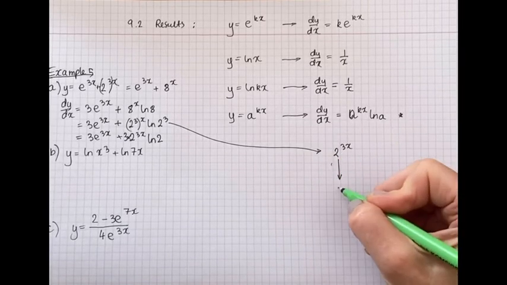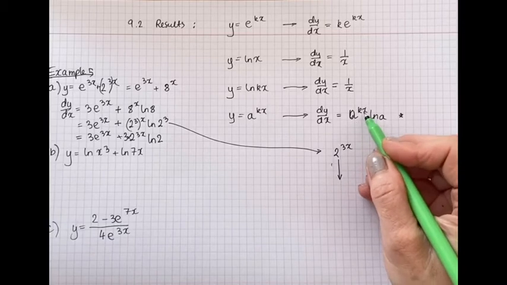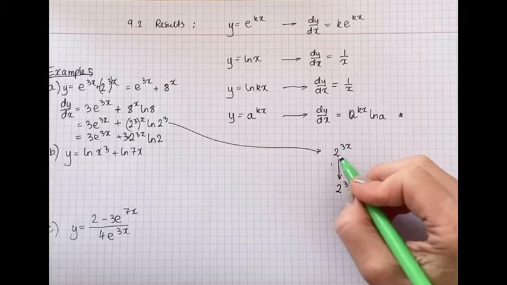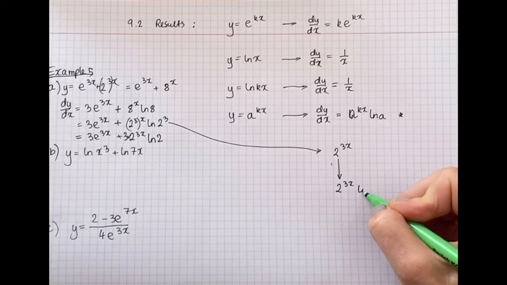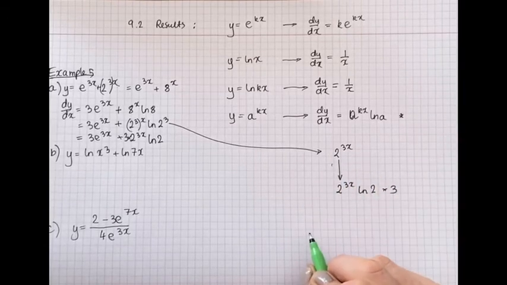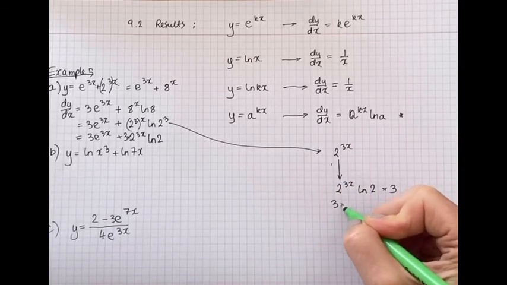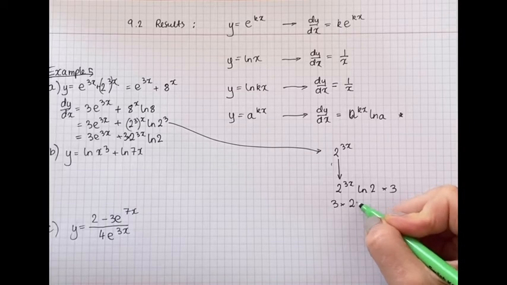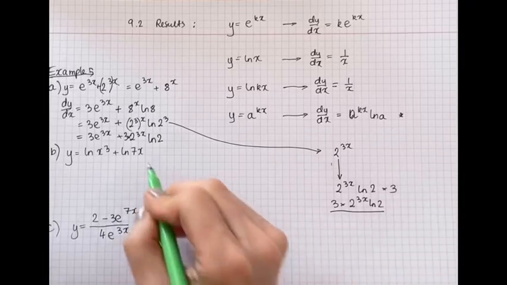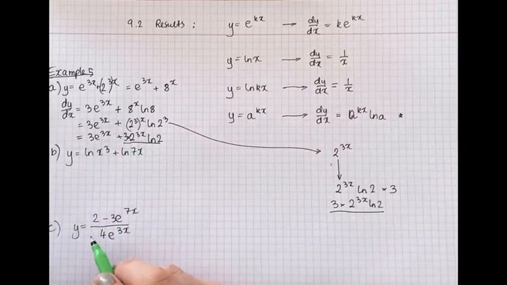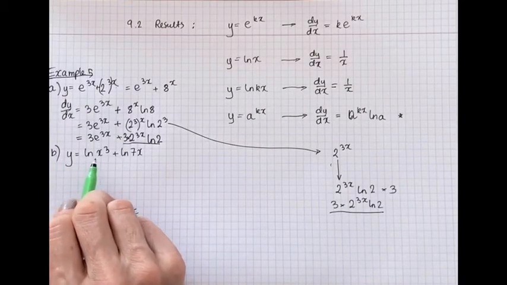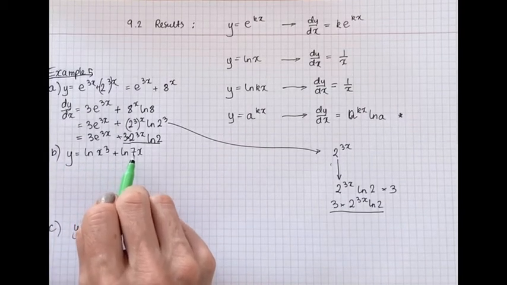So the first thing that happens is it goes to itself, so 2 to the power of 3x. Then it's followed by ln of 2. And then you need to multiply everything by 3. There you go. So you can put the 3 in front and you get 3 times 2 to the power of 3x ln 2. And that was our second part in this differential.